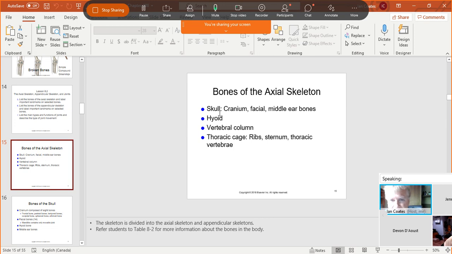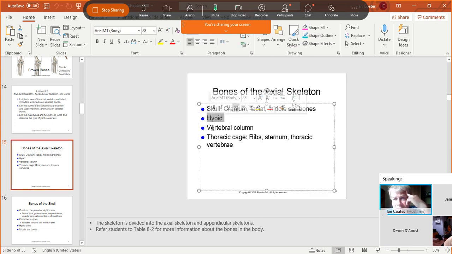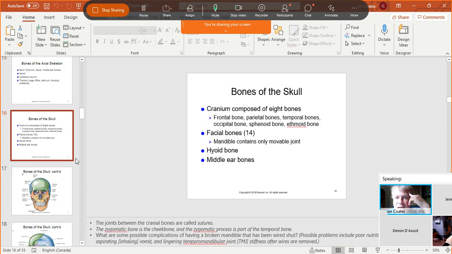Bones of the axial, we've covered these. The cranium, facial bones, middle ear bones, your hyoid. That's a weird one. That's a bone that doesn't articulate with anything. Try and find that one. That's an interesting one. Your vertebral column, okay, spinal column, and your ribs, sternum, thoracic vertebrae. Okay, so those are the bones there of the axial.